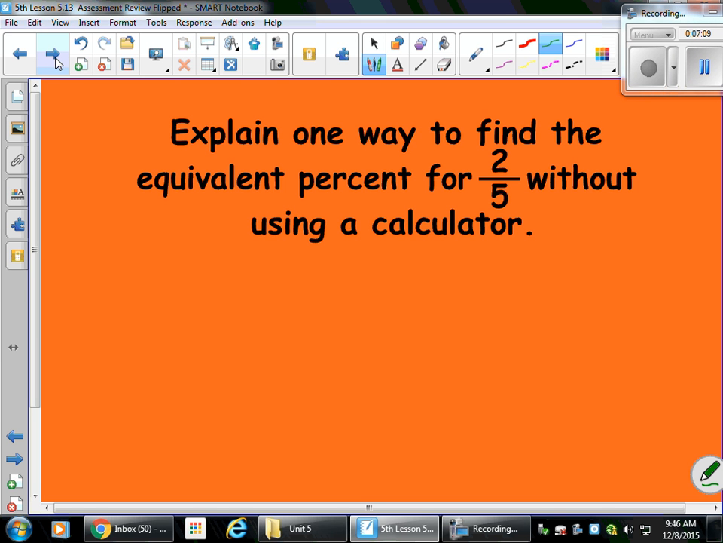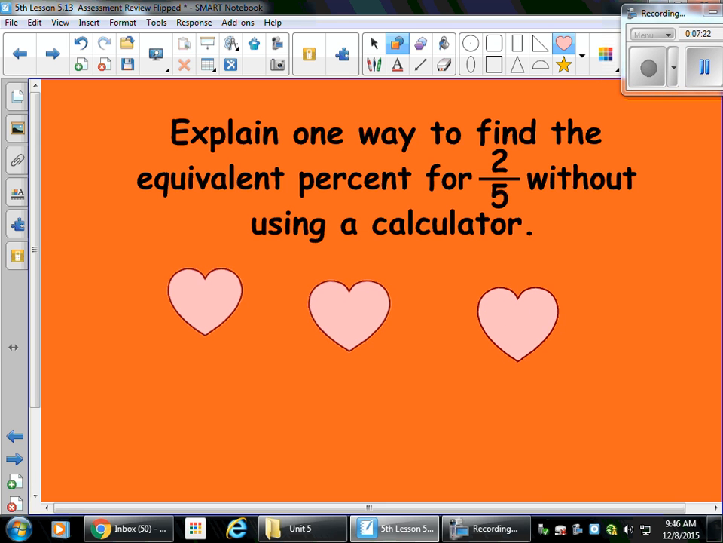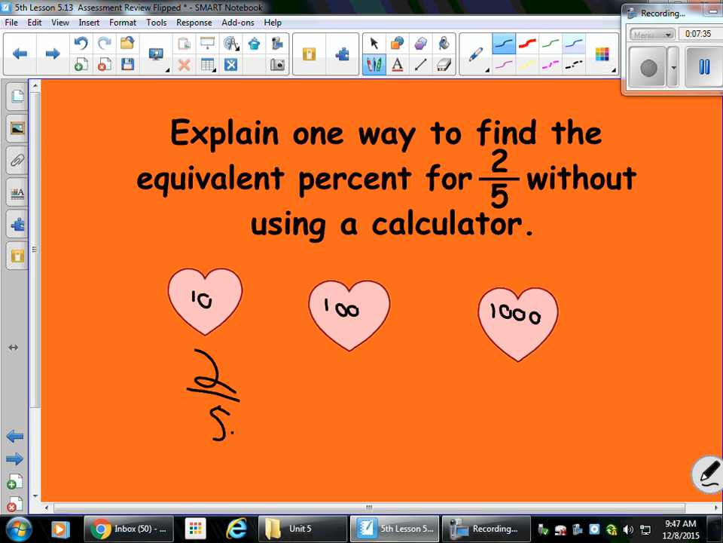Explain one way to find equivalent percents. Okay, we're having trouble doing this exercise earlier the other day. I'm going to bring this into the problem because a lot of us remembered it when I started drawing hearts on your page. Remember this lesson, kids? I have a 10, I have 100, I have 1,000. Please remember this concept. You have 2/5. I'm going to ask myself, can 5 go into 10, 100, or 1,000? Well, 5 goes into all of them. Let's just keep it easy. Put 5 into 10.